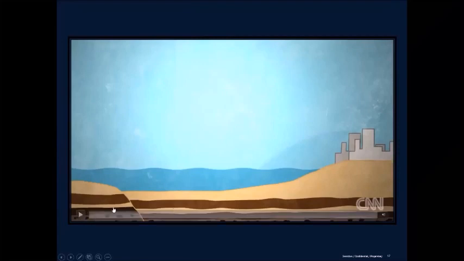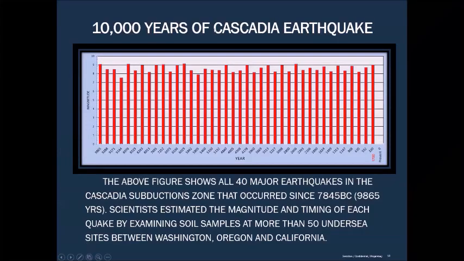So this is the cause of the tsunami in the Cascadia zone. If you look at the history, say the last 10,000 years, we can see about 40 earthquakes happening in the Cascadia zone. This number is provided by scientists and geologists. They took about 50 samples from Washington, Oregon, and California, and then came up with this graph.